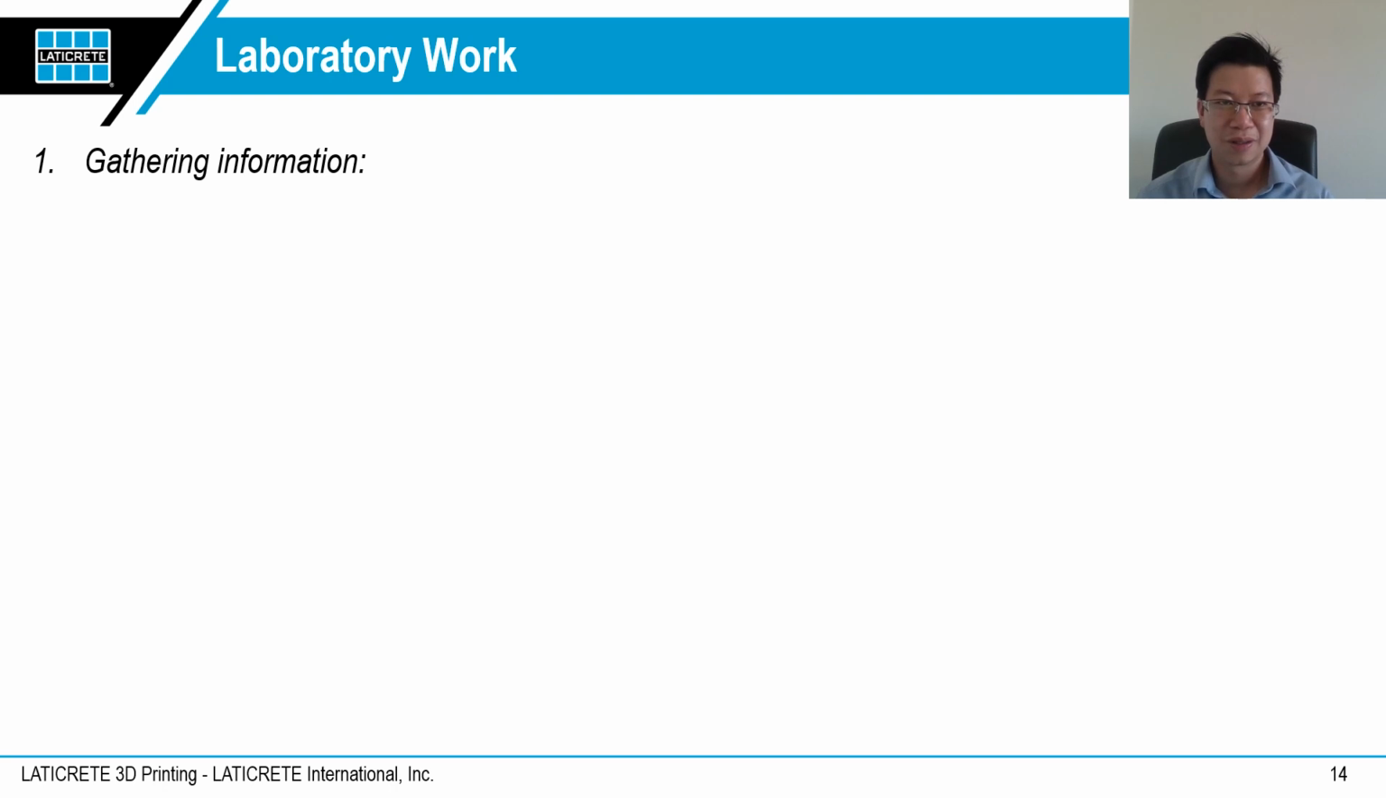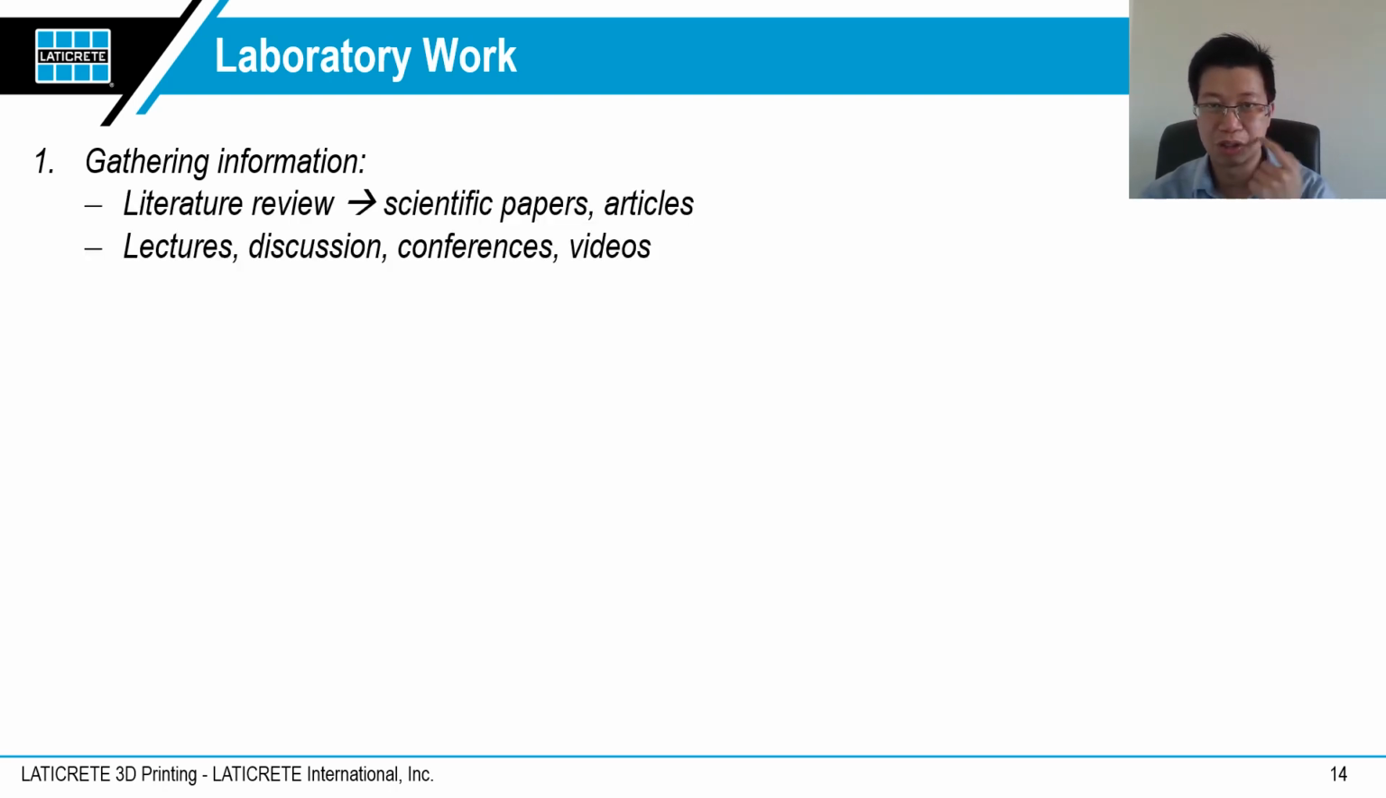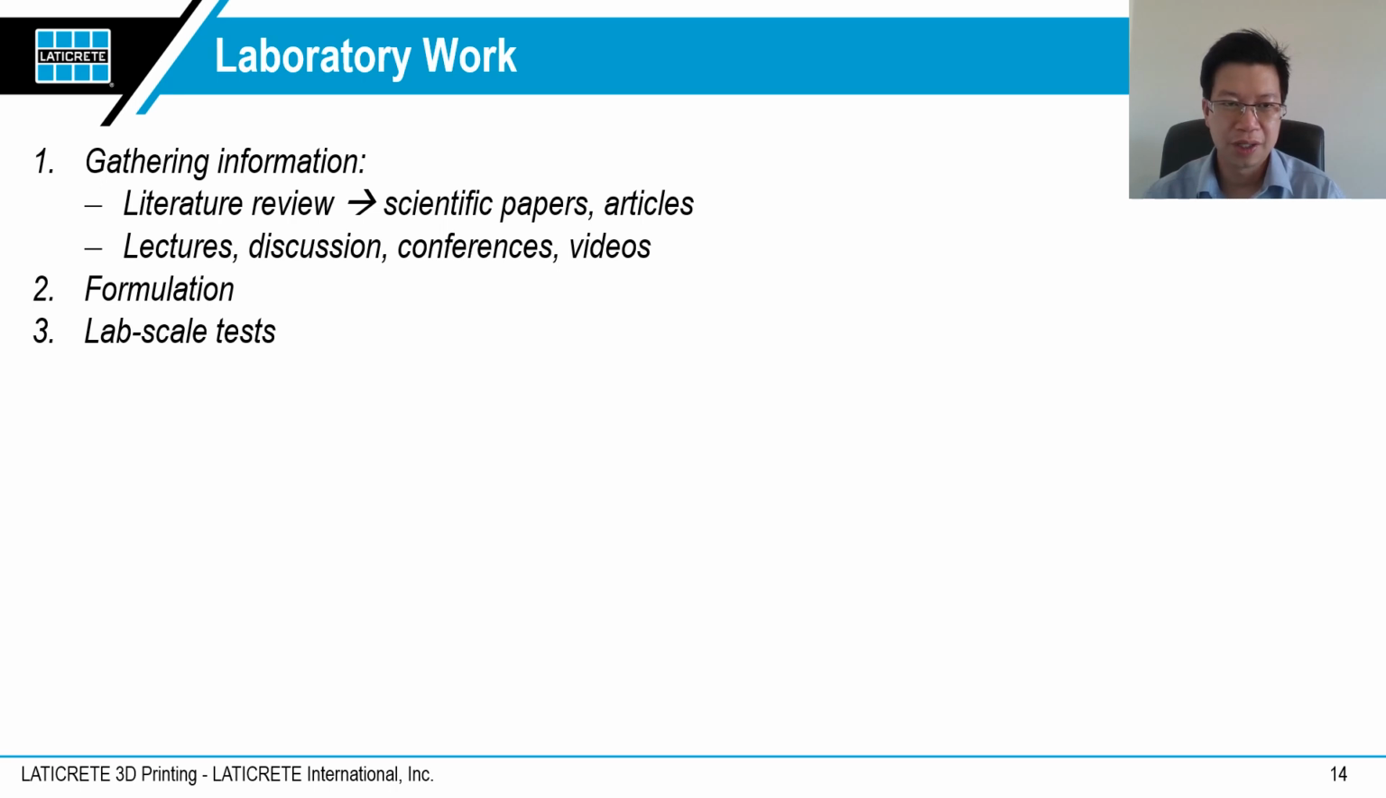So first, the research is started by gathering information through literature review, attending lectures or conference presentations. By that, we get information related to the behavior of the materials. So we move further. Using that information, we start with the formulation.